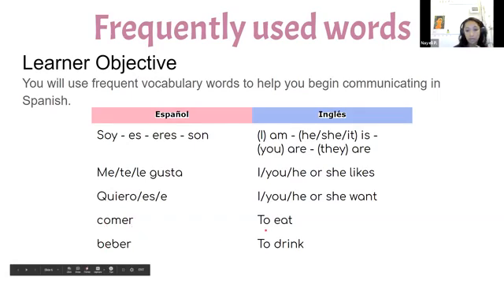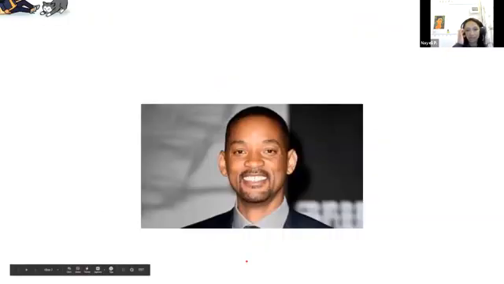Comer, to eat. Beber, to drink. Okay, very good. So let's move on.